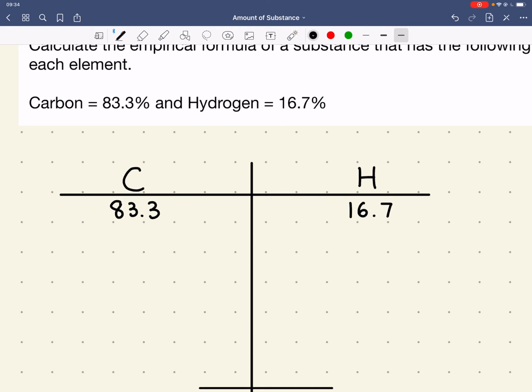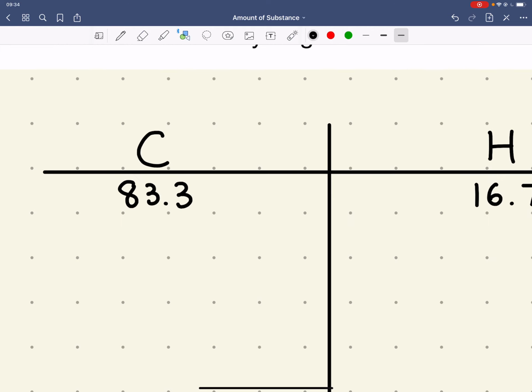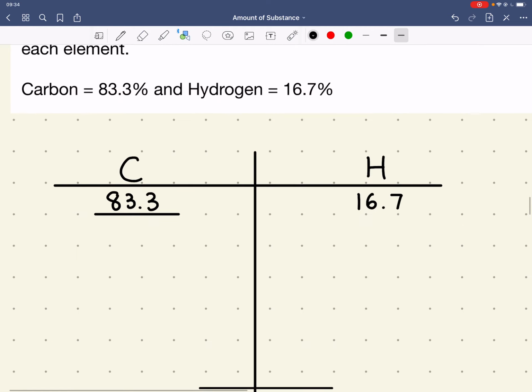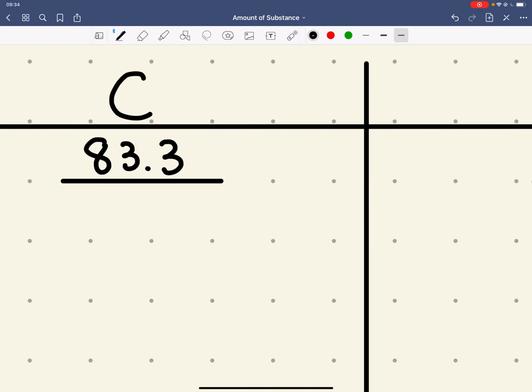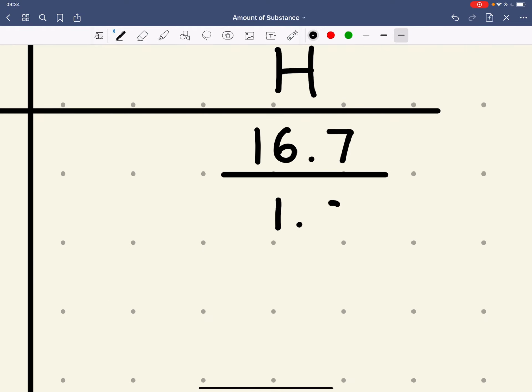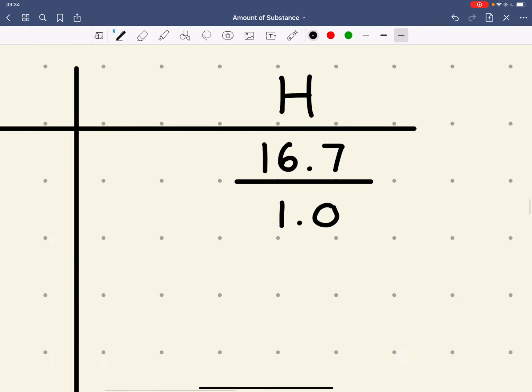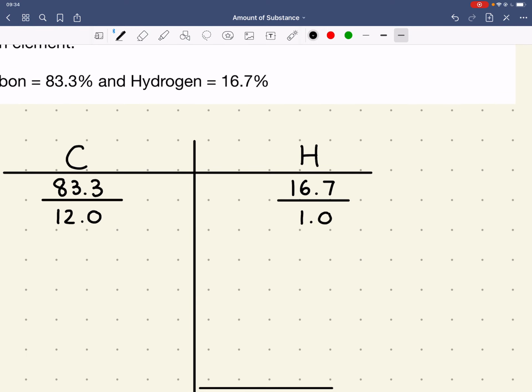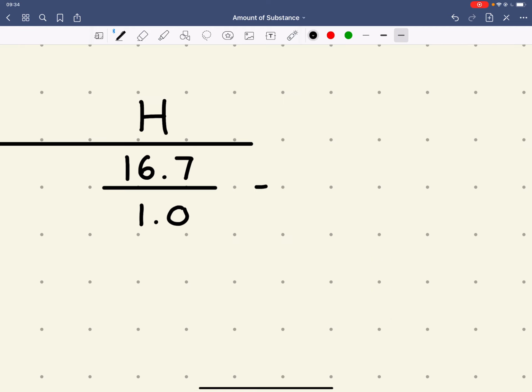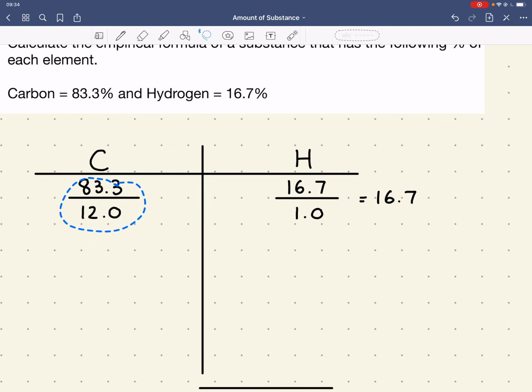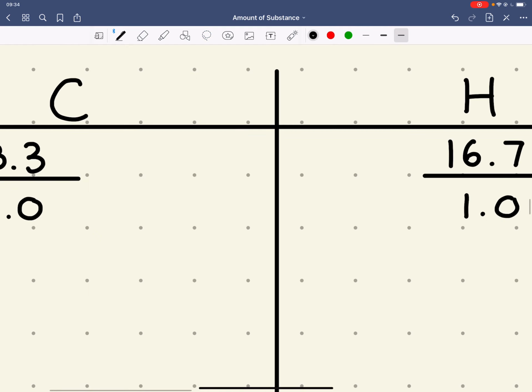What you do first is divide the percentage or the mass by the AR of the element. So the AR of carbon is 12.0, the AR of hydrogen is 1. Please do not divide it by the atomic number. The amount of students that I've taught who've divided this by the atomic number, so they divided this by 6 rather than 12, well, it's too many to mention. We get 6.94 for carbon, and for hydrogen, which I'll just move over, we get 16.7.